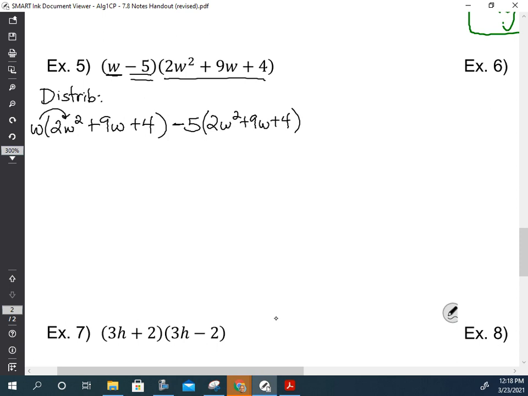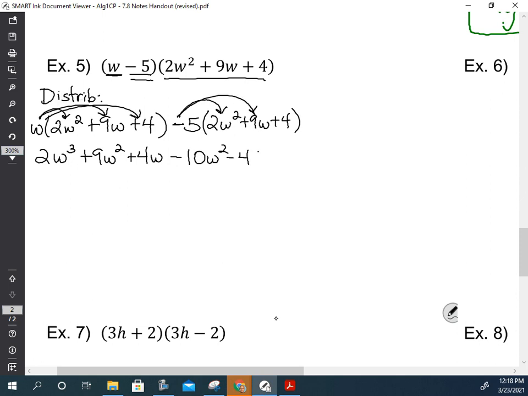So w times 2w squared is 2w to the third. w times 9w, 9w squared. w times 4, 4w. Minus 5 times 2w squared is minus 10w squared. Negative 5 times 9w, negative 45w. Negative 5 times 4, negative 20.